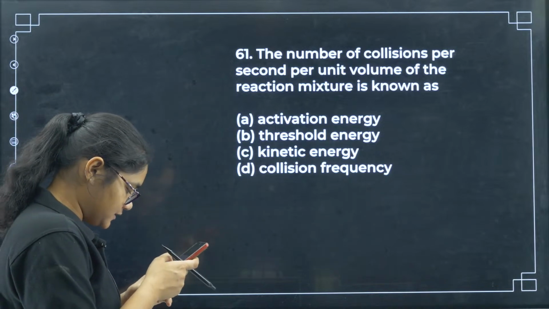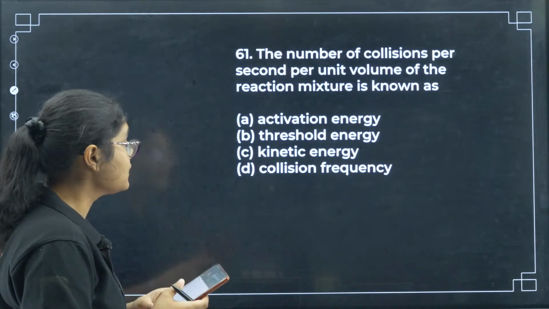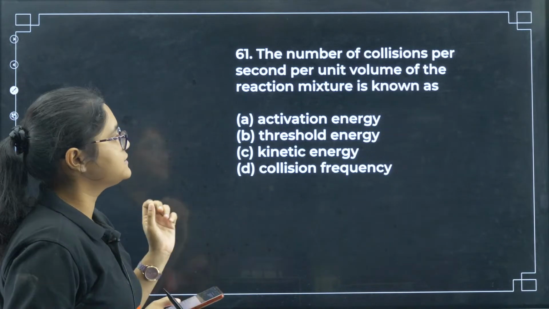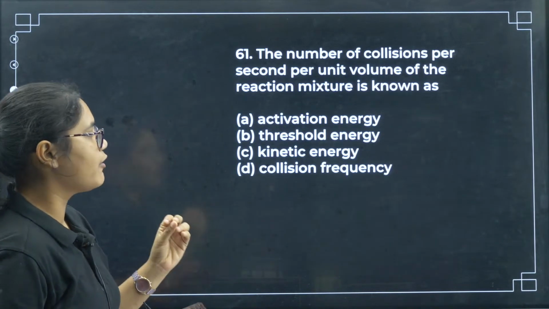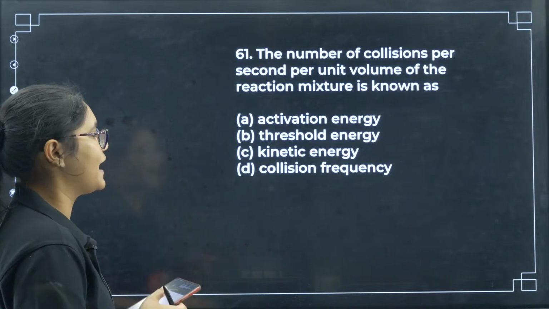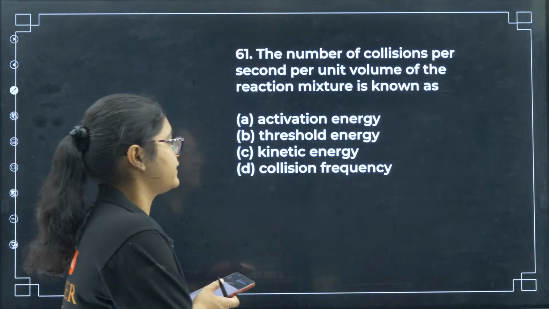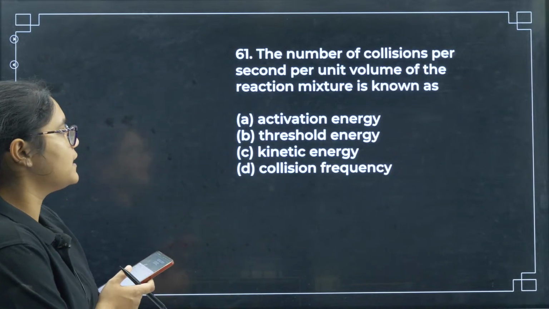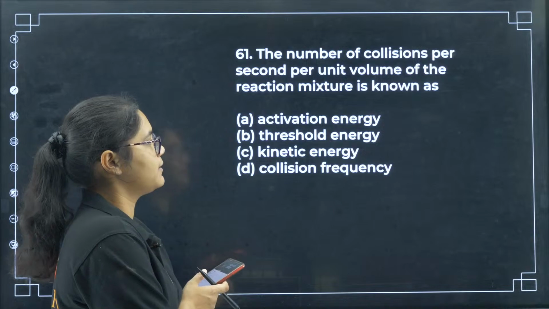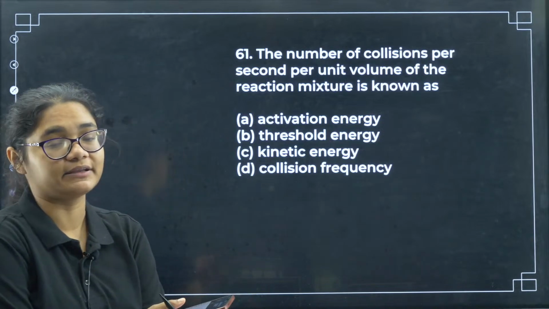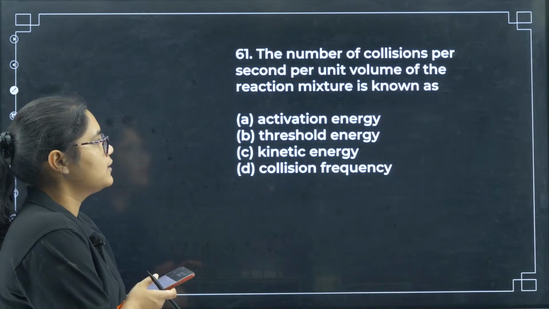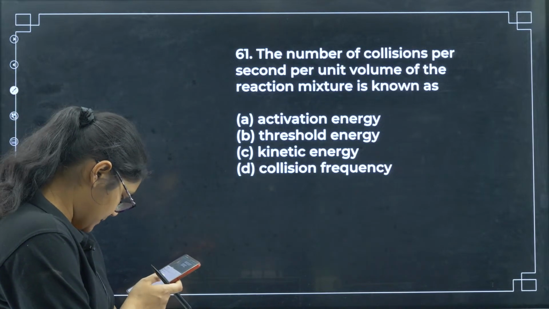Next we have 61 here. Question 61: the number of collisions per second per unit volume of the reaction mixture is known as activation energy, threshold energy, kinetic energy, or collision frequency. The number of collisions per second per unit volume of the reaction mixture is called what? Yes, very direct.